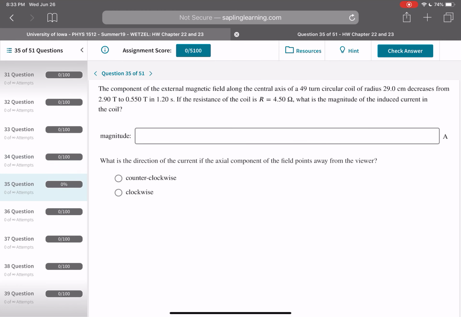All right, so the component of the external magnetic field along the central axis of a 49-turn circular coil of radius 29 centimeters decreases in 1.2 seconds. If the resistance of the coil R is 4.5 ohms, what is the magnitude of the induced current in amps? So you're going to do the same thing you just did, calculate EMF, but then V equals IR, so then you can solve for what I is given the R and the EMF that you generate. What is the direction? So then you use your Lenz's Law for that.